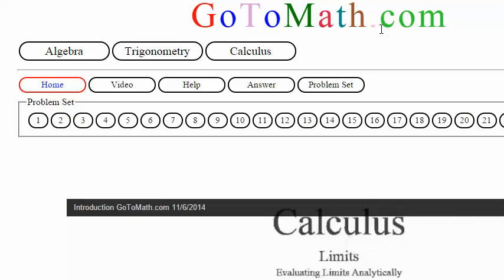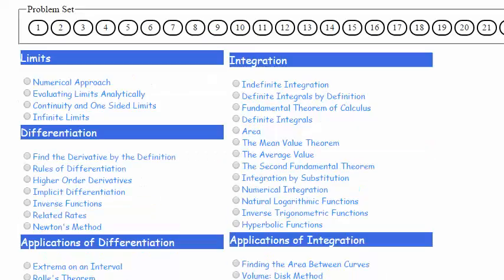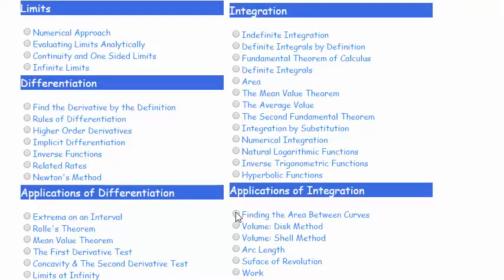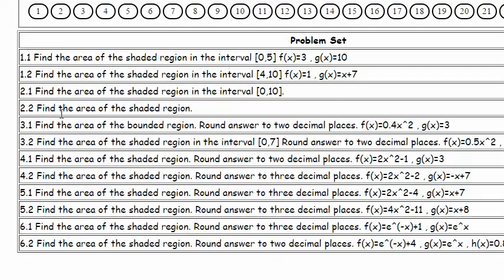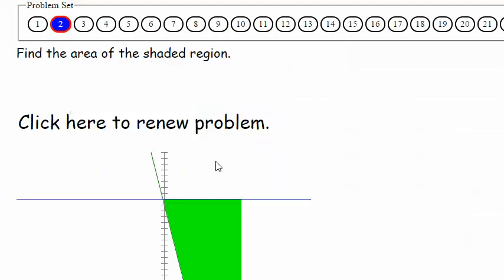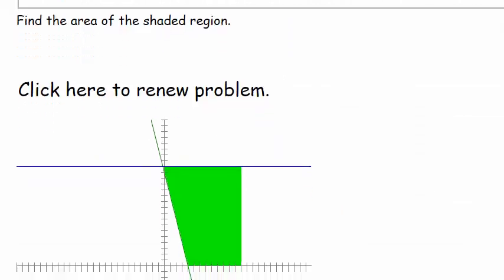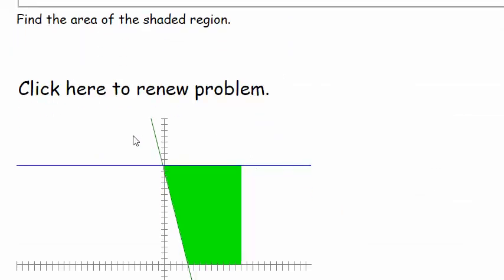We're here at go2math.com. Click on the calculus. Go down here, click on finding the area between curves, and we're doing 2.2. Alright. Find the area of the shaded region. Click here to renew the problem if you want.